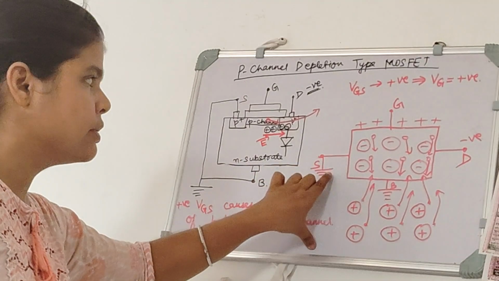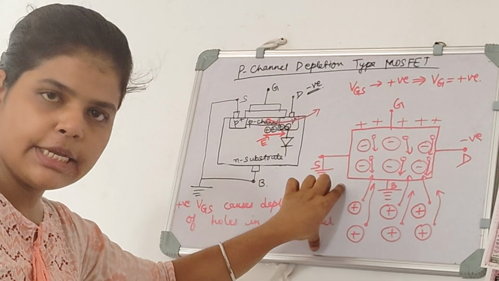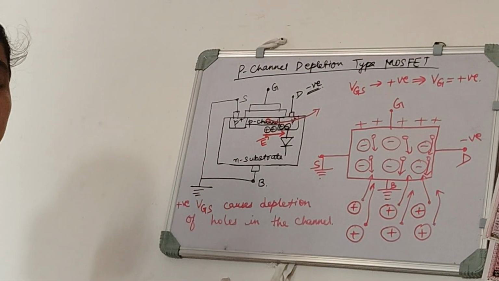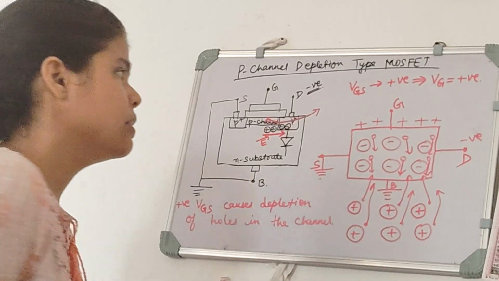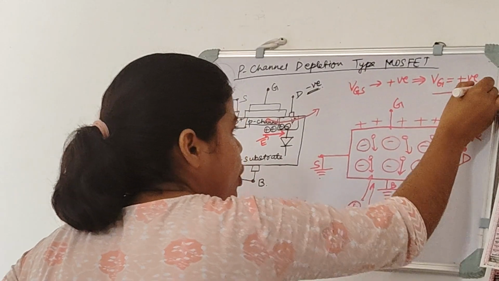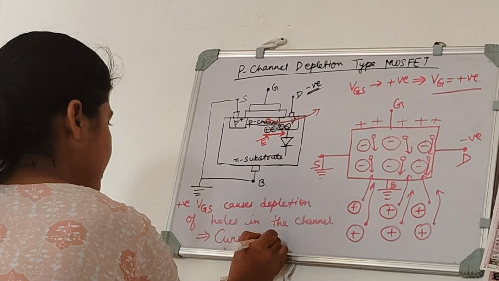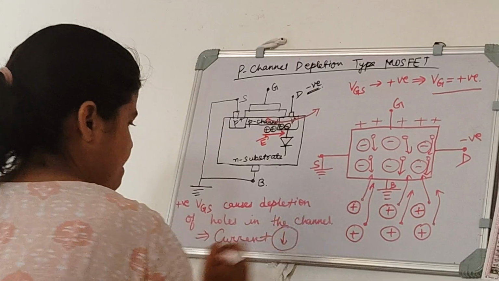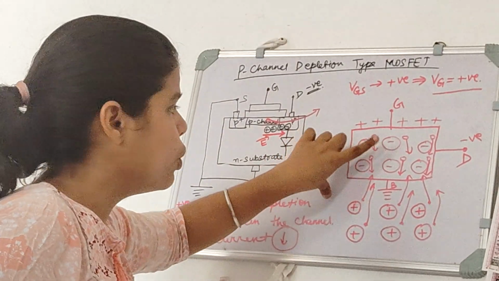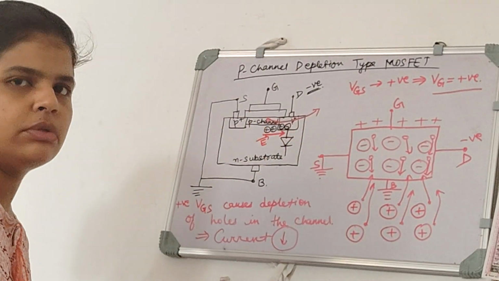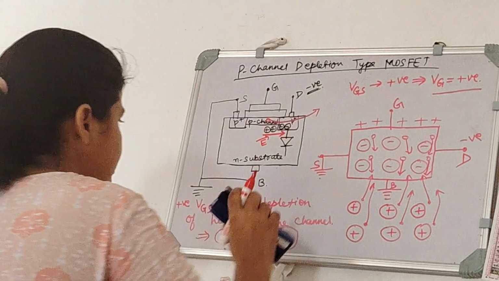So when charge carriers got depleted in the channel, our current will also decrease, because what is current? Current is the flow of charge carriers. If charge carriers got depleted, that means our current will also decrease. So on applying positive VG, we can say that our current decreases. Okay. Now, what if not all holes got recombined with the electrons? Even if some holes are there in the channel, then let's see what happens.